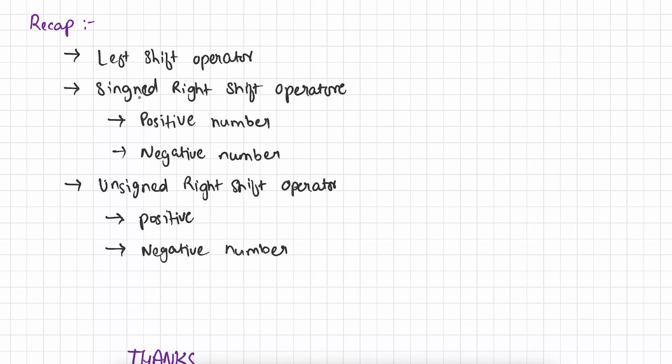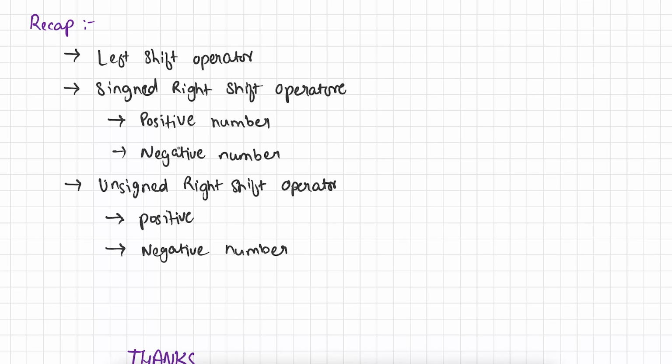Next, we have learned about the signed right shift operator. The two properties of the signed right shift operator are, first, it shifts all the bits towards the right, and it takes care of positive and negative numbers as well. If a number is positive, it fills the leading bits with 0, and if the number is negative, it fills the leading bit with 1.